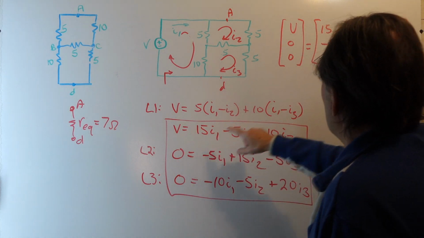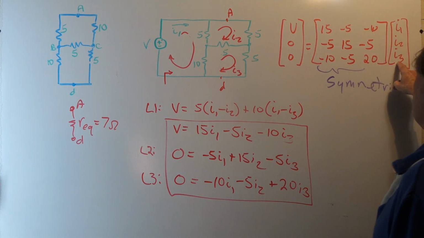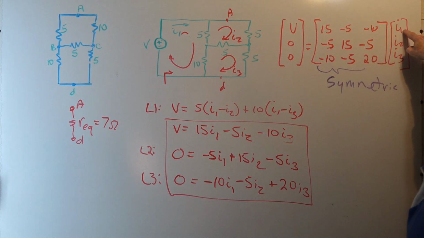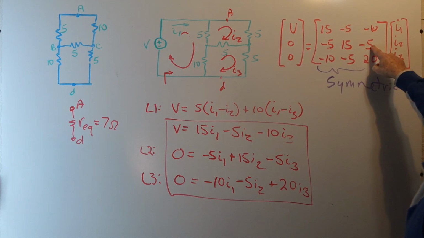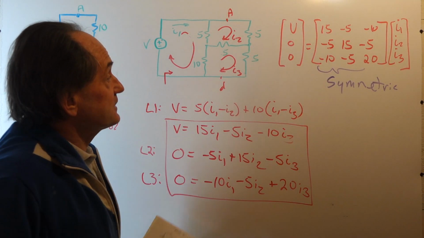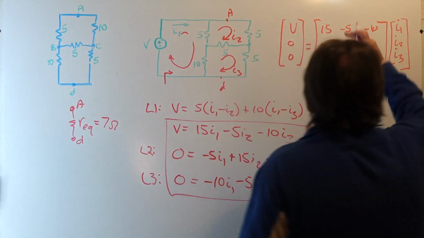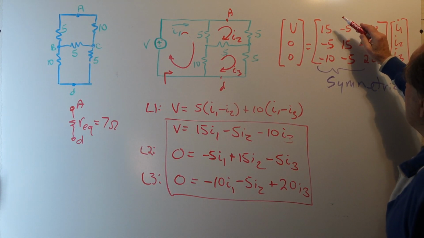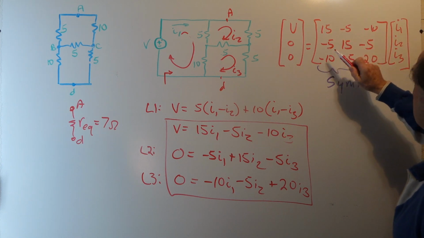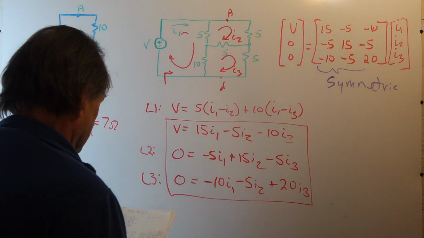We have V equals 15 I1 minus 5 I2 minus 10 I3 for the first row. We have 0 is equal to minus 5 times I1 plus 15 I2 minus 5 times I3, and so on. But the impedance matrix is always going to be symmetric when you don't have any dependent sources. That is, the off-diagonal terms are the same. In the off-diagonals, we have minus 5, minus 5, minus 10, minus 10, minus 5, minus 5. It will always be symmetric.